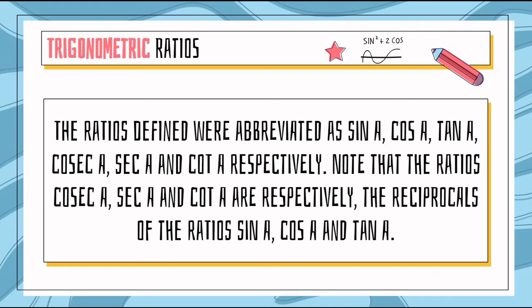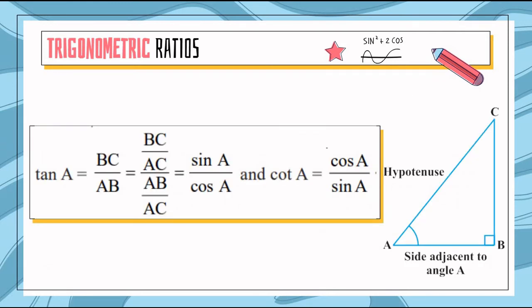Alright? And if you have observed something else, we can find that tan A. What was tan A? It was BC by AB. So we can write BC as BC by AC, and we can also write AB as AB by AC. So BC by AC divided by AB by AC. What was BC by AC? It was nothing but sin A. And what was AB by AC? It was cos A. So what is sin A by cos A? It is tan A.